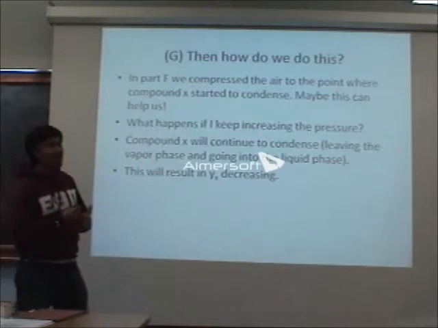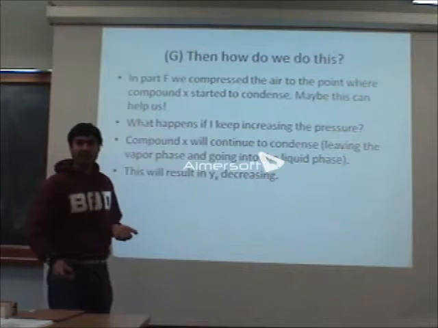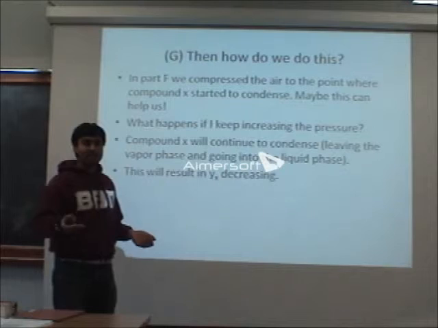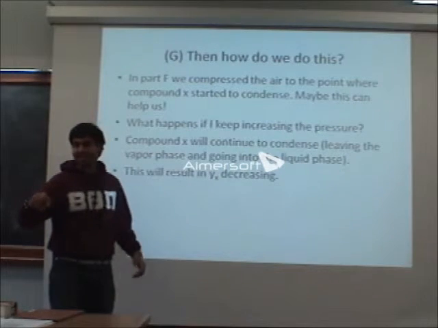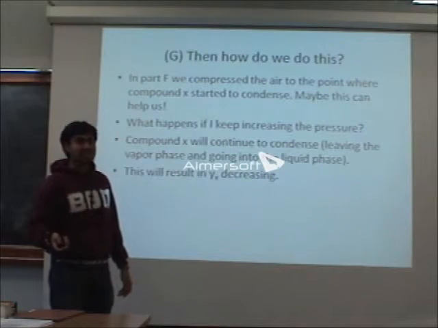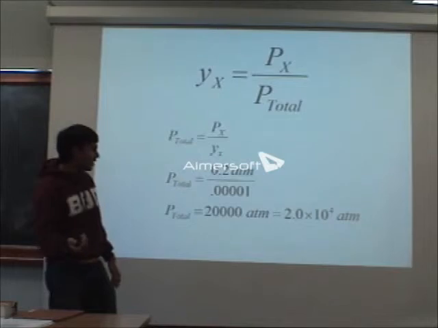So, in part F, we did compress it until we first started to condense. And what if we increase the pressure even more? Then more of the X will condense, leaving less of X in the vapor phase. And so that way we can get our concentration and find our pressure. So how do we do that?